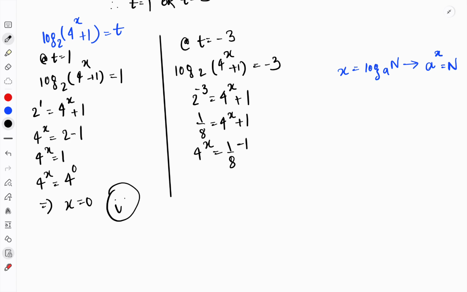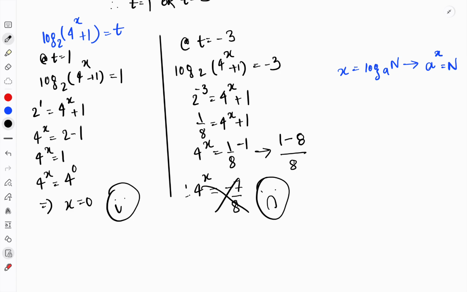Now this becomes, I know I'm going to forget it later, so might as well just do it. Take 8, 1 minus 7, sorry, minus 8. Alright, therefore 4 power x is equal to minus 7 by 8. Technically this is not possible because the argument cannot be negative. Thus, this is not possible. So, x equal to 0 is going to be our answer.